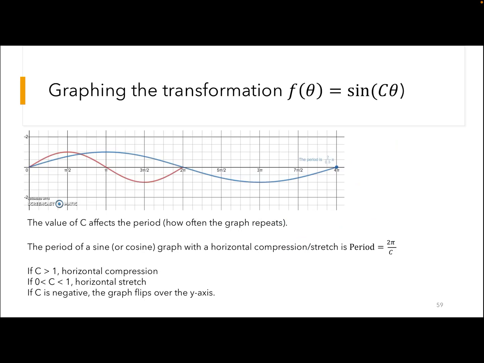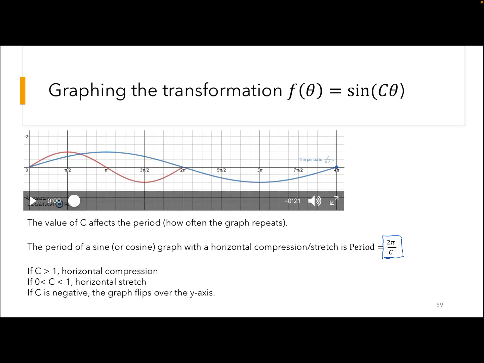The next thing that we could have is the actual angle itself is going to be multiplied by a value. And that value affects how often the graph repeats. So the base graph is going to repeat every 2 pi radians. The period for sine of some value multiplied by the angle is you take 2 pi and you divide it by c.